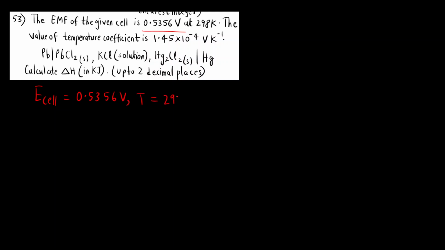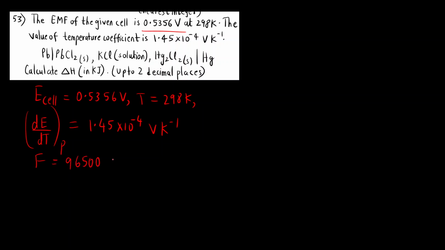Temperature is given, 298 Kelvin. The temperature coefficient is given, that is dE by dT at constant pressure, which is 1.45 into 10 raised to minus 4 volt per Kelvin. Volt per Kelvin is fine. Next, the value of F is not given, that is 96500 coulomb per mole.